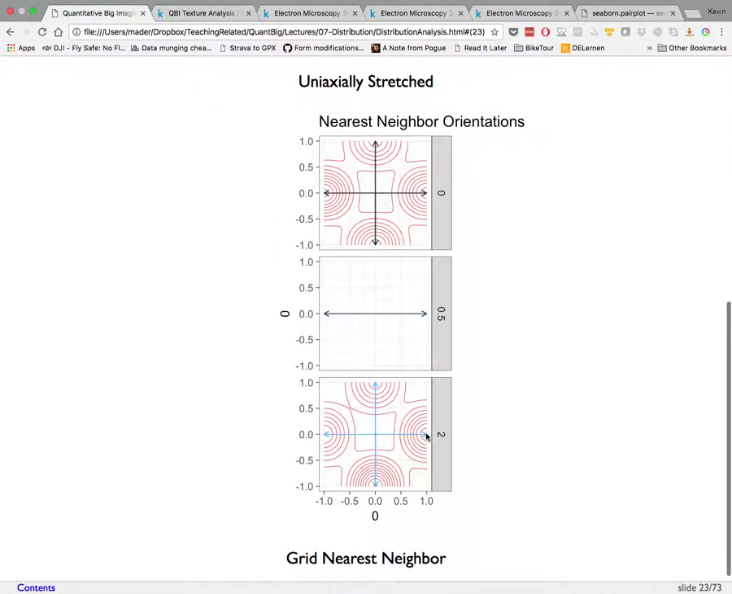And this shows us the distribution of nearest neighbors. So these are all those little vectors that we have in the image. And here it's pretty isotropic. Here it's now perfectly along this axis. There's absolutely nothing in these up or down axes. And then here it's back to being isotropic again.